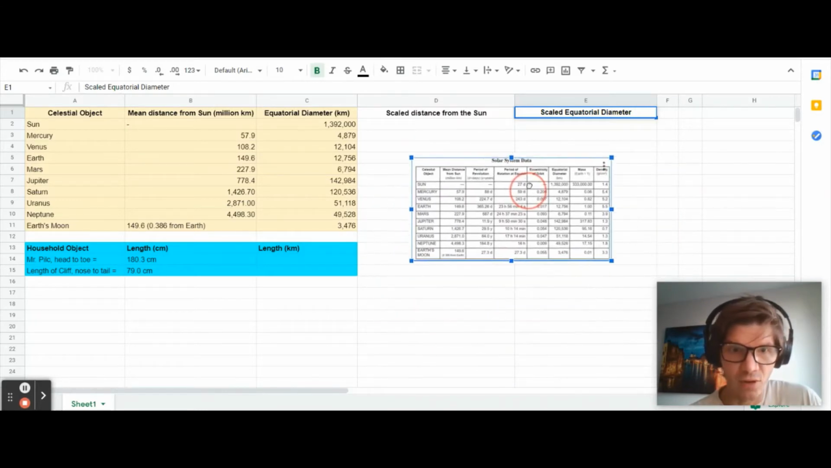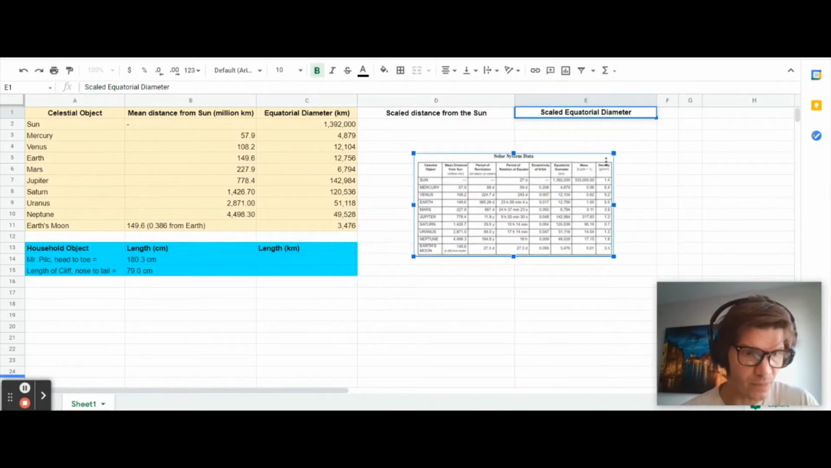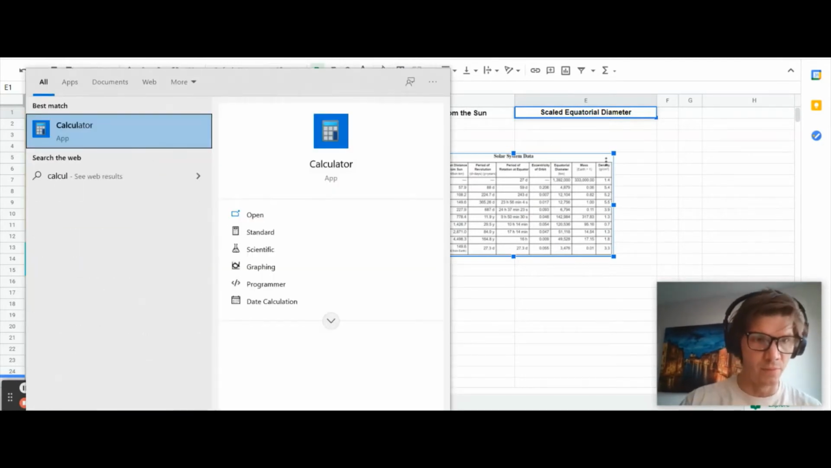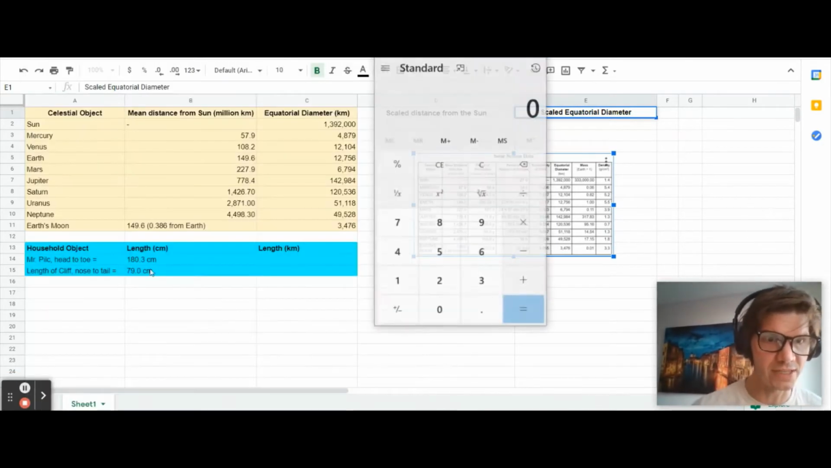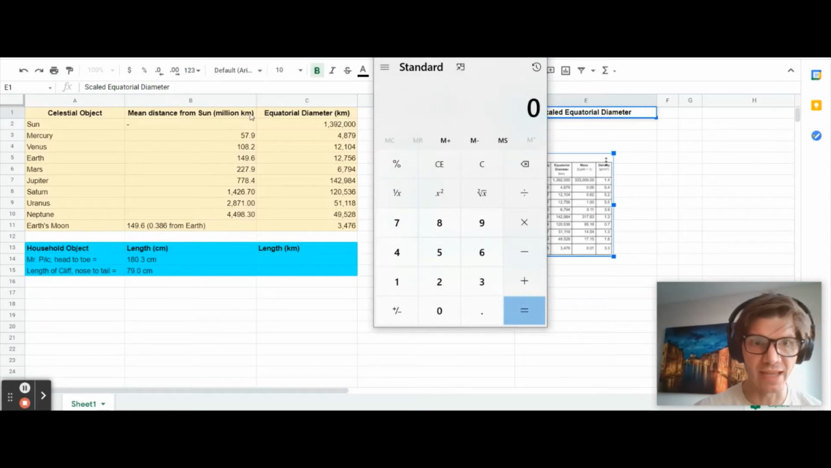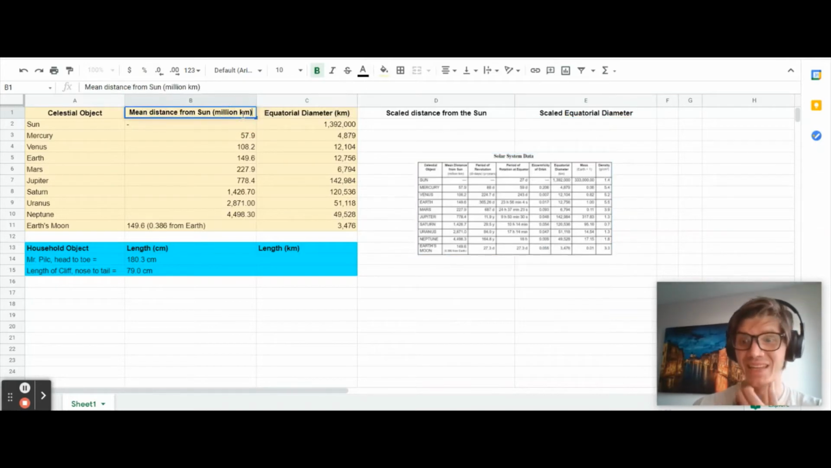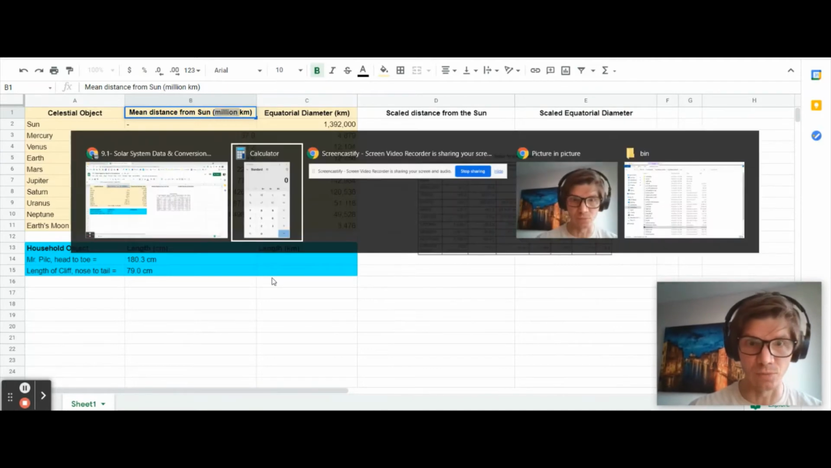So the first thing that I want to do is, first off, now that you know where I got my data from, I'm going to make this a little bit smaller. And I'm going to pull up the calculator because I want to convert units and I want to make everything in kilometers because that's the unit that this table is giving us. It's actually giving us kilometers here and million kilometers over here. So I want to make sure that I'm accounting for that million too.